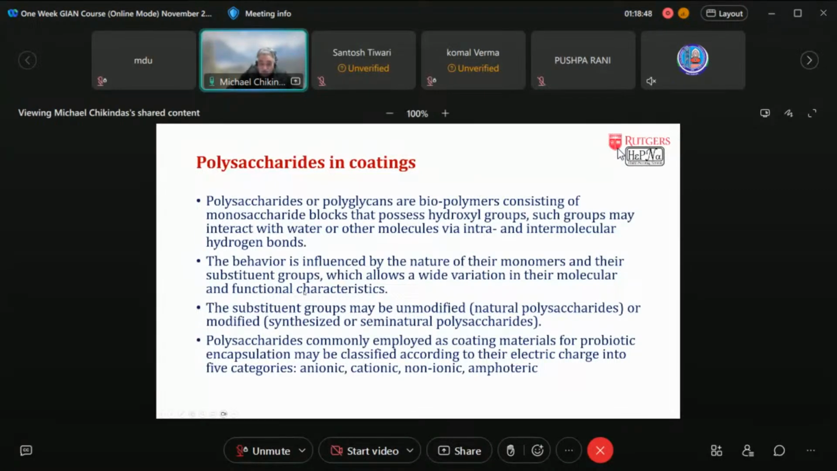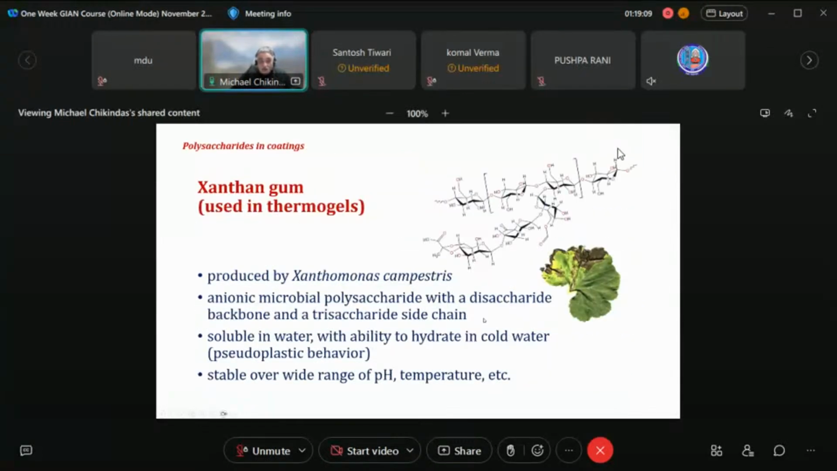Used often as coatings for encapsulation of the probiotic microorganisms based on the electrophage, and they can be separated into several categories: anionic, cationic, non-ionic, amphoteric, etc. So some examples, specifically xanthan gum, and again, note for myself, we also use the thermogels produced by Xanthomonas campestris.